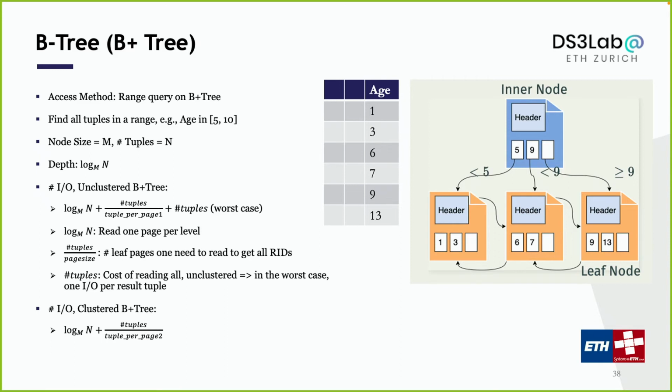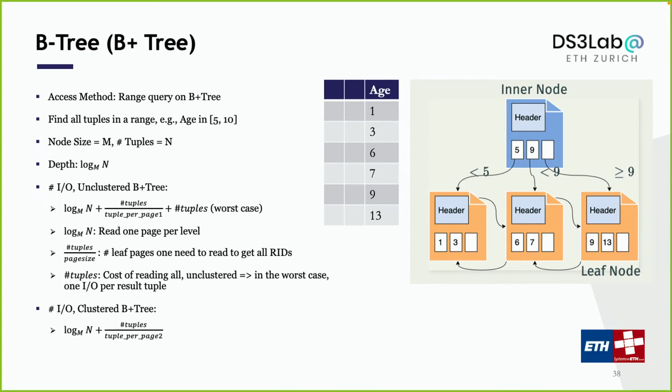So the cost will be like this. You have the log term, the first term, which is trying to find the lower bound leaf node, and then the second term, number of tuples over tuples per page. It's the number of leaf nodes that you need to fetch. If you compare these two costs, you can see it's actually not clear which one is faster, to be honest.